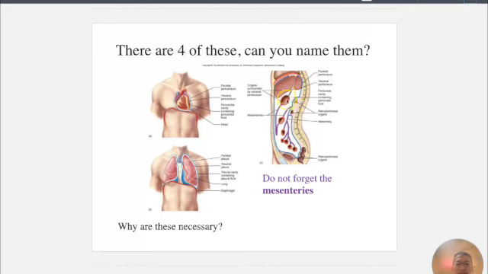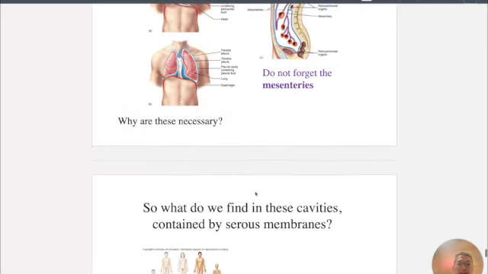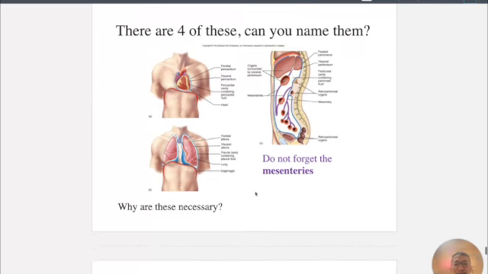Pericardium is there. The mesenteries is actually an organ on top of the intestines. Mesentery, visceral.